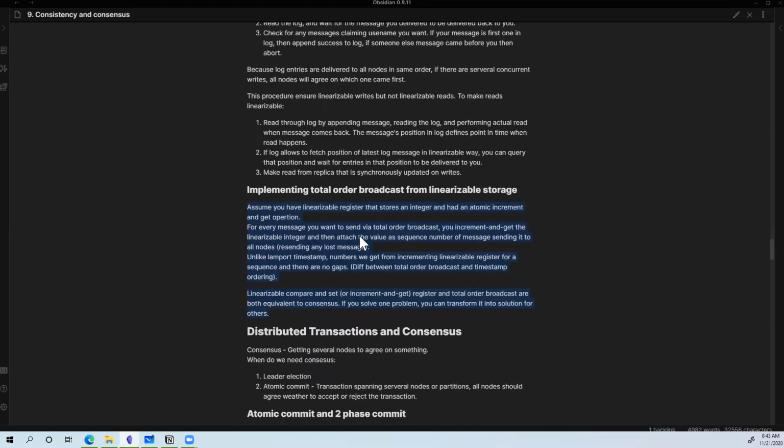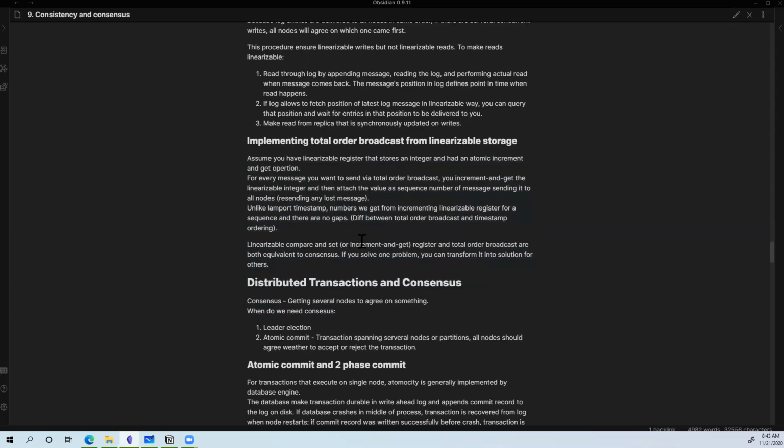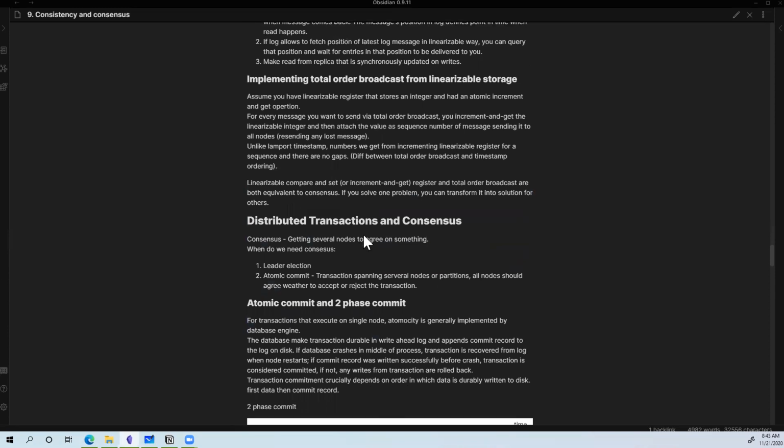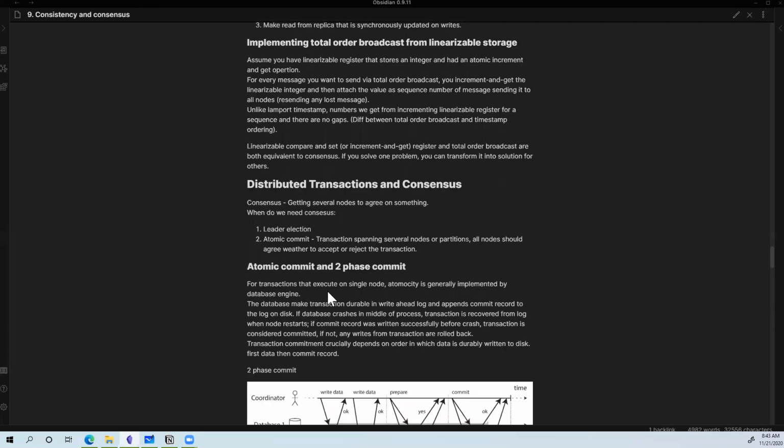Meanwhile, I think it's 8:43, so I don't know if we should move forward. The next section is distributed transactions and consensus. First, distributed transactions are discussed in this chapter.